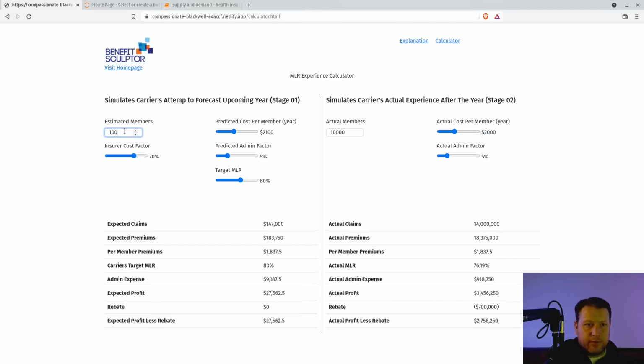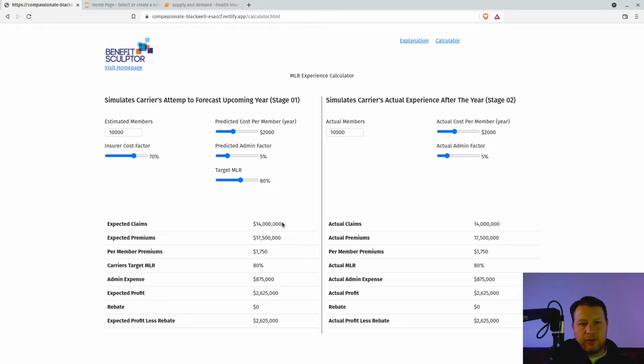So I'm just going to reset some values here, and what I want to show is that we have these assumptions: we have 10,000 members, we are predicting a cost of $2,000 per member per year. The insurance company is going to have an admin factor of 5%. Of those medical expenses, after members pay their deductibles and co-pays and that kind of thing, the insurance company is going to be paying about 70% of the cost of the health care. And with an MLR of 80%, we get these values.